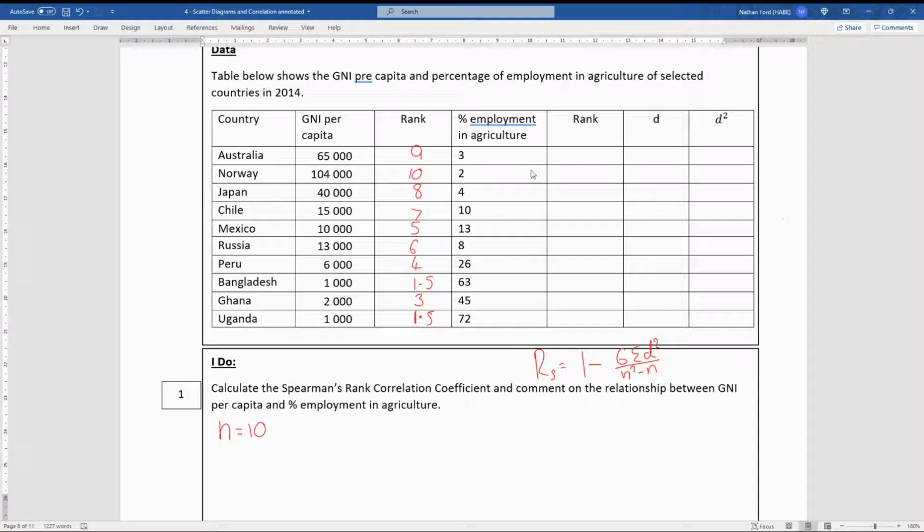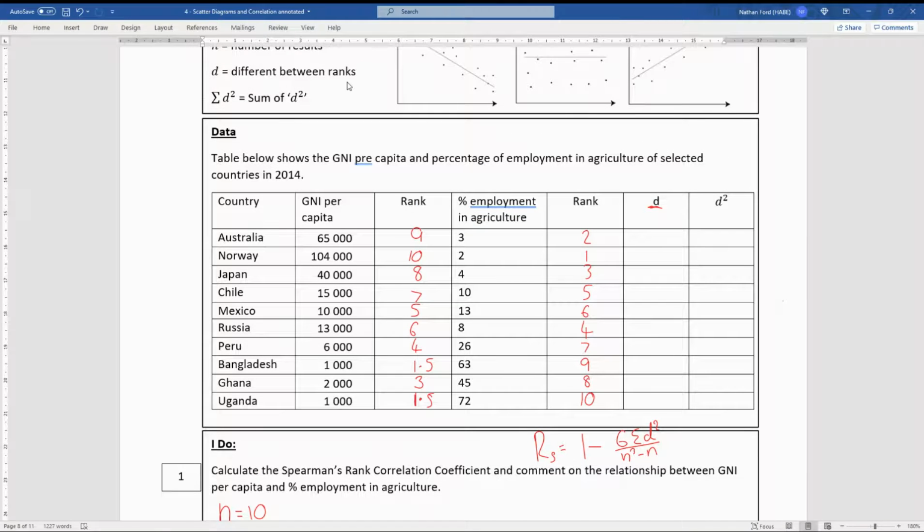What's our lowest value? 2. So this is going to rank 1. Then we have 2, 3, 4, 5, 6, 7, 8, 9, 10. Alrighty. Now, hopefully you're starting to get an idea. What does D stand for? D stands for the difference in the ranks. Okay, the difference between the ranks.